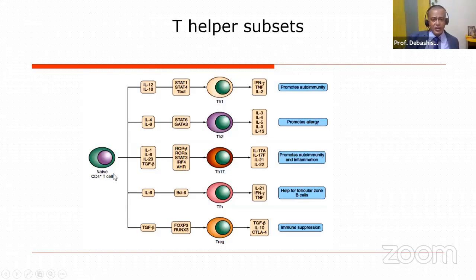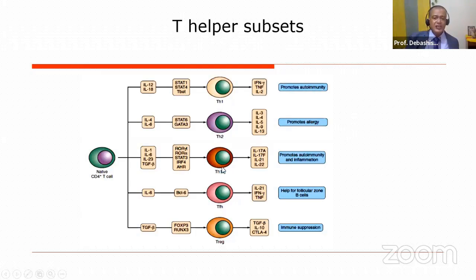T helper subsets. Naive CD4 T cells can grow into one of these 5 different types. It can become a Th1 cell under the influence and cell signaling through this pathway of these cytokines, and the Th1 cells produce IFN gamma, TNF and IL-12 and promote autoimmunity. They can also, under the influence of IL-4 and 6, become Th2 cells and produce IL-3, 4, 5, 9, 13 and promote allergy and also parasitic infection related response.